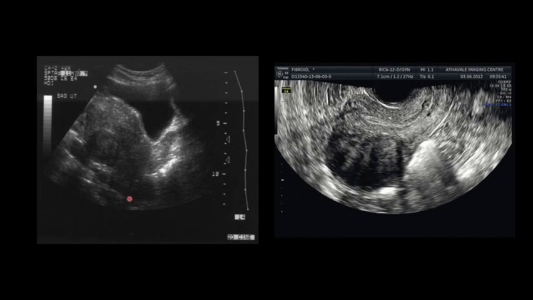So to point these out with the pointer, here we've got this curvilinear footprint. We've got our indicator on the left. We have in the near field, anechoic structure representing the urinary bladder. We have a hypoechoic structure representing the myometrium of the uterus. And then here we have this well-circumscribed round mass arising in the middle of the myometrium, likely representing a transmural fibroid.